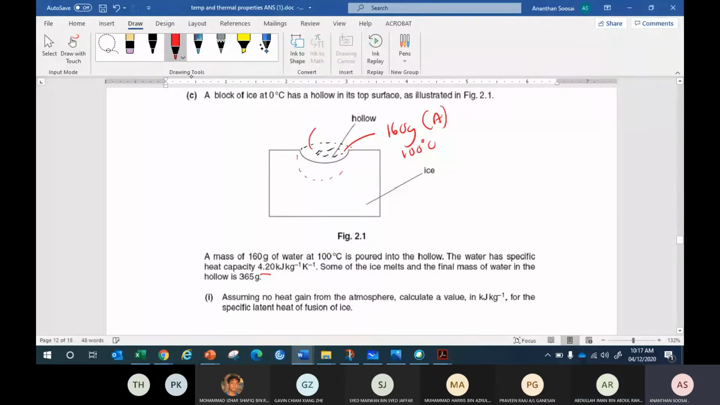Some ice melts, so the total mass becomes 365 gram. So how much ice has been melted? 365 minus 160, the ice which is melted is 205 gram. So assuming no heat gain from the atmosphere, assume no energy has been absorbed from the atmosphere. Calculate the value in kilojoule per kilogram for the specific latent heat of fusion of ice. So they're asking Lf for the ice.